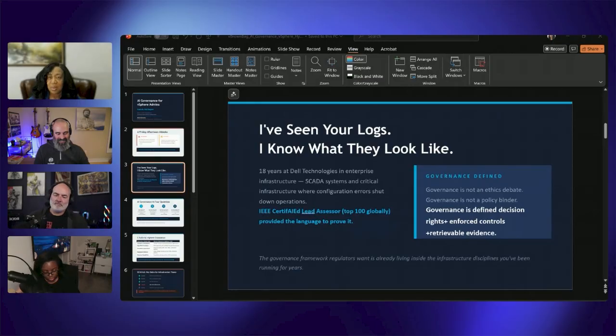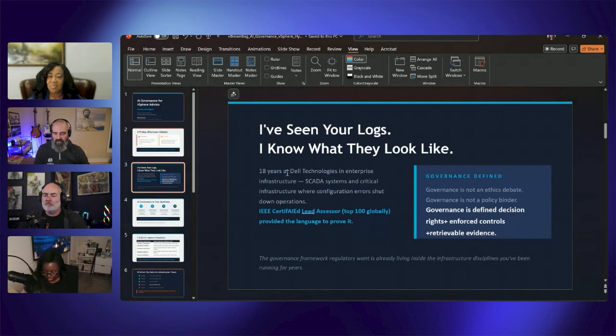When we start to talk about governance, governance has to be a defined decision. Who has the rights? Where are the inherent controls for situations when things go bad? Where is the evidence that you can prove you have the controls to say, I am controlling my AI and it is a part of my system? Am I clicking slides or you guys? You are clicking slides. So right now we are on the "I've seen your logs, I know what they look like" slide.